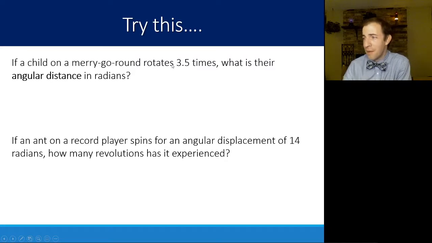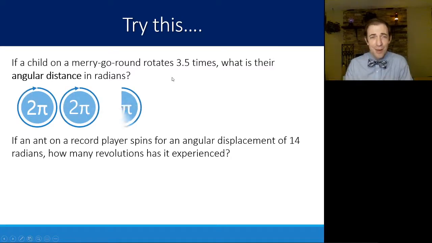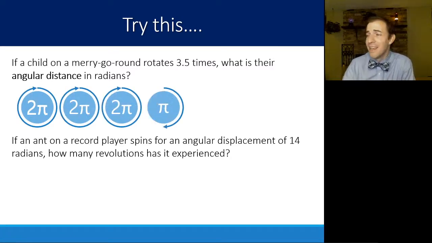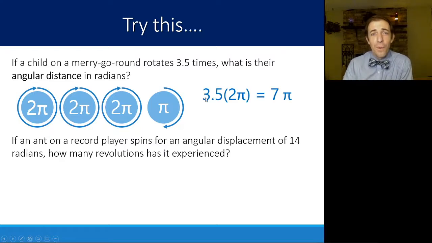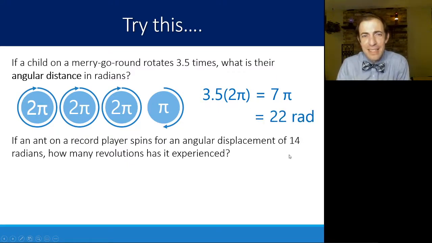If you had a child on a merry-go-round rotating 3.5 times, what's their angular distance in radians? So think about what's happening. They go around once, twice, 3, and then a half. Each of these full revolutions is 2 pi radians. And then the last one is just pi radians, it's just half of that. So we can say that 3.5 times 2 pi will give you 7 pi. If you multiply that out, it's about 22 radians overall.